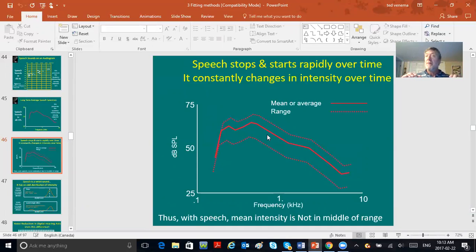Reduce the gain. And if the sound coming into the hearing aid changes rapidly over time, the hearing aid goes, look at that, the mean is not in the center of the range. It must be speech. Amplify the crap out of it. Digital noise reduction. I digress, but nonetheless, these things match a bit.